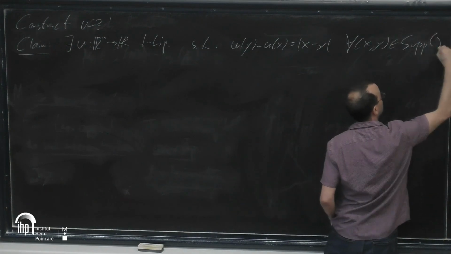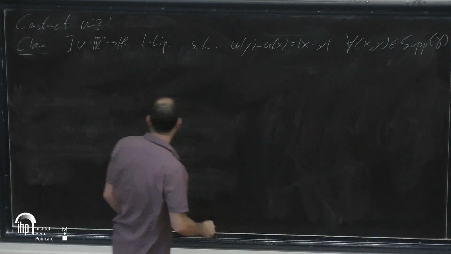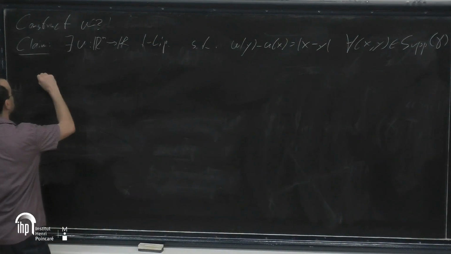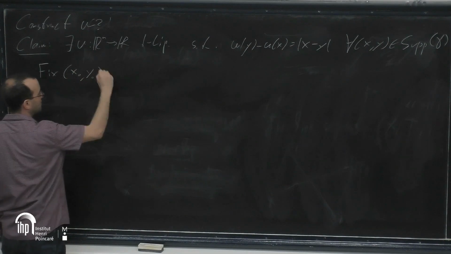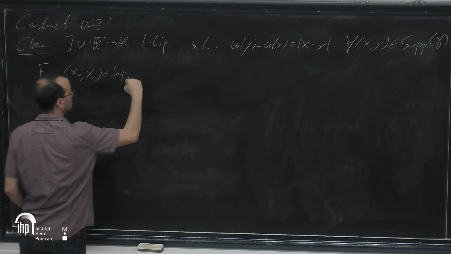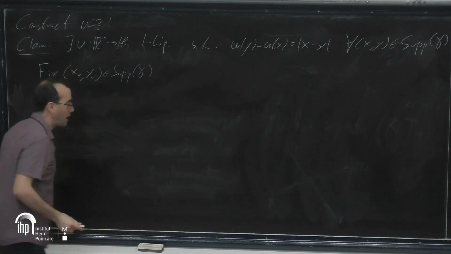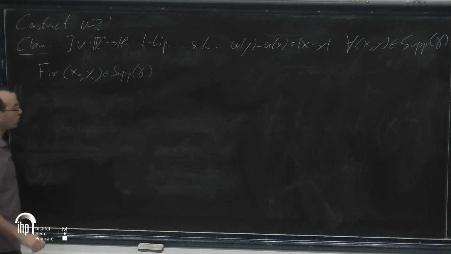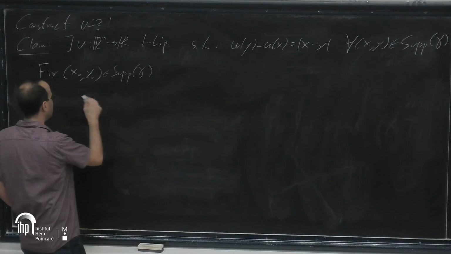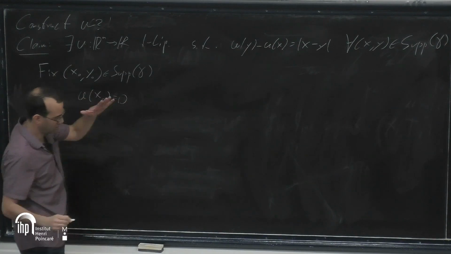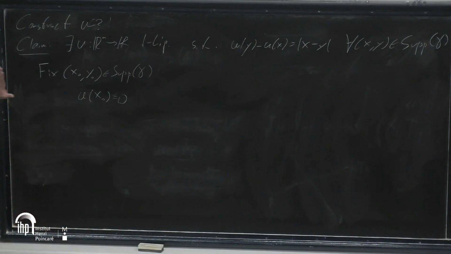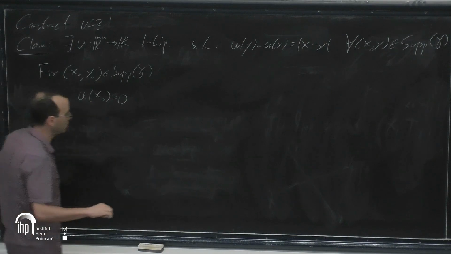How would I construct such a map? Let's fix some point in the support, x0, y0. We're going to stipulate that u of x0 is 0, because u is defined up to a constant. Adding a constant to u changes nothing, because mu has total mass 0. So let's assume that u of x0 equals 0.